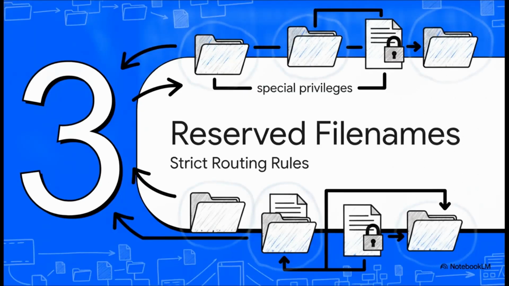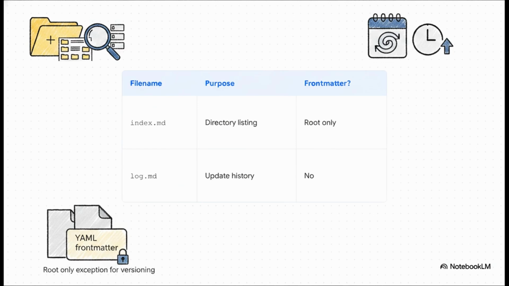Section 3, Handling reserved OKF file names. We need to talk about the specific routing rules of our blueprint and 2 files that have some very special privileges. In the OKF spec, almost every Markdown file represents a unique concept, right? But there are 2 precisely defined, strictly handled exceptions, index.md and log.md.